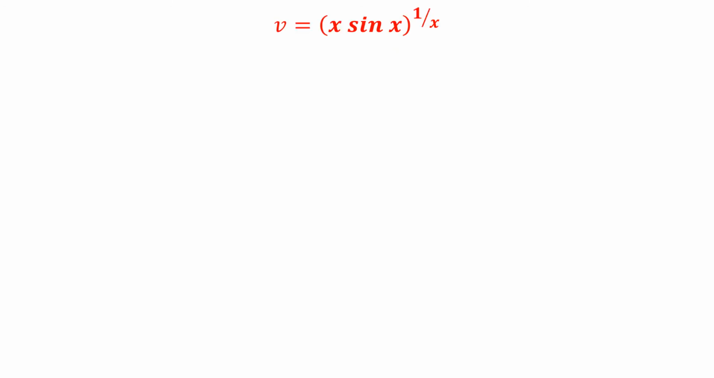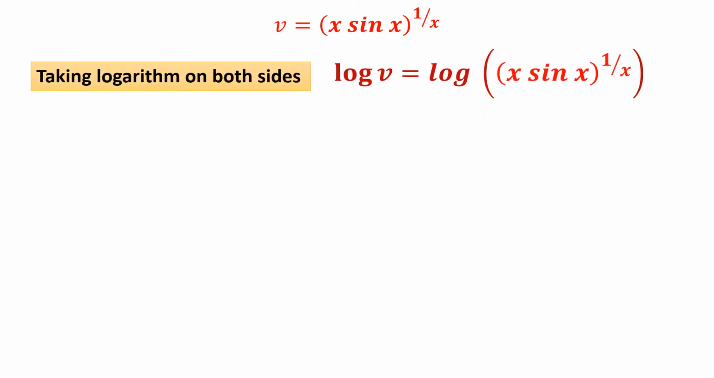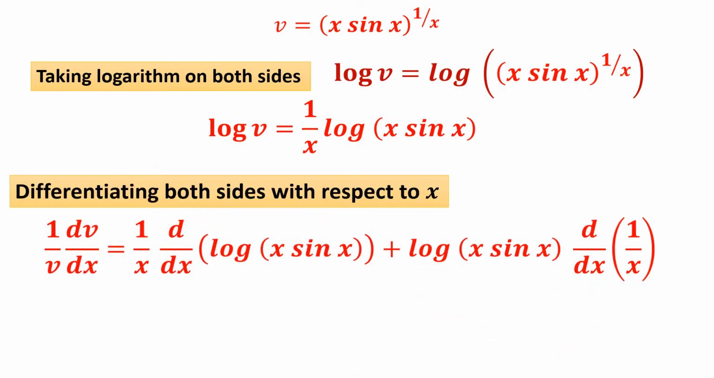Let us move on to finding the derivative of v. We have to take log on both sides. log v is log of (x sin x)^(1/x). The power 1/x will come to the front into log of x sin x. Differentiate both sides. Left side differentiation is 1/v dv/dx. Right side, making use of the product rule, keep 1/x, differentiate log x sin x, and keep log x sin x into differentiate 1/x.